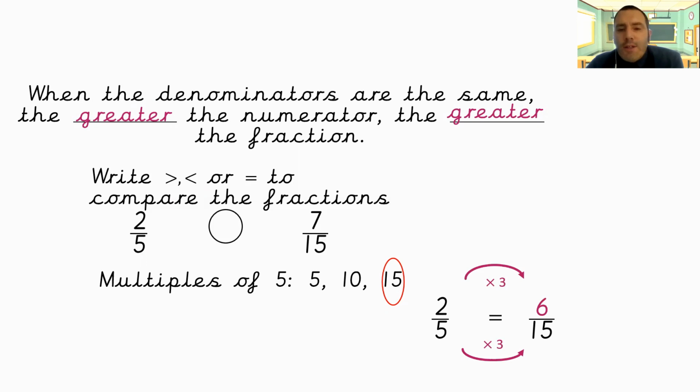And now I know this, I can compare my fractions. I've made them equal denominators and I can compare them. So 6/15 is less than 7/15. So the rule we had, when the denominators are the same, the greater the numerator, the greater the fraction, still applies. What we need to think about is how to make our fractions equivalent so we have the denominators the same. So our answer here, 2/5 is less than 7/15.